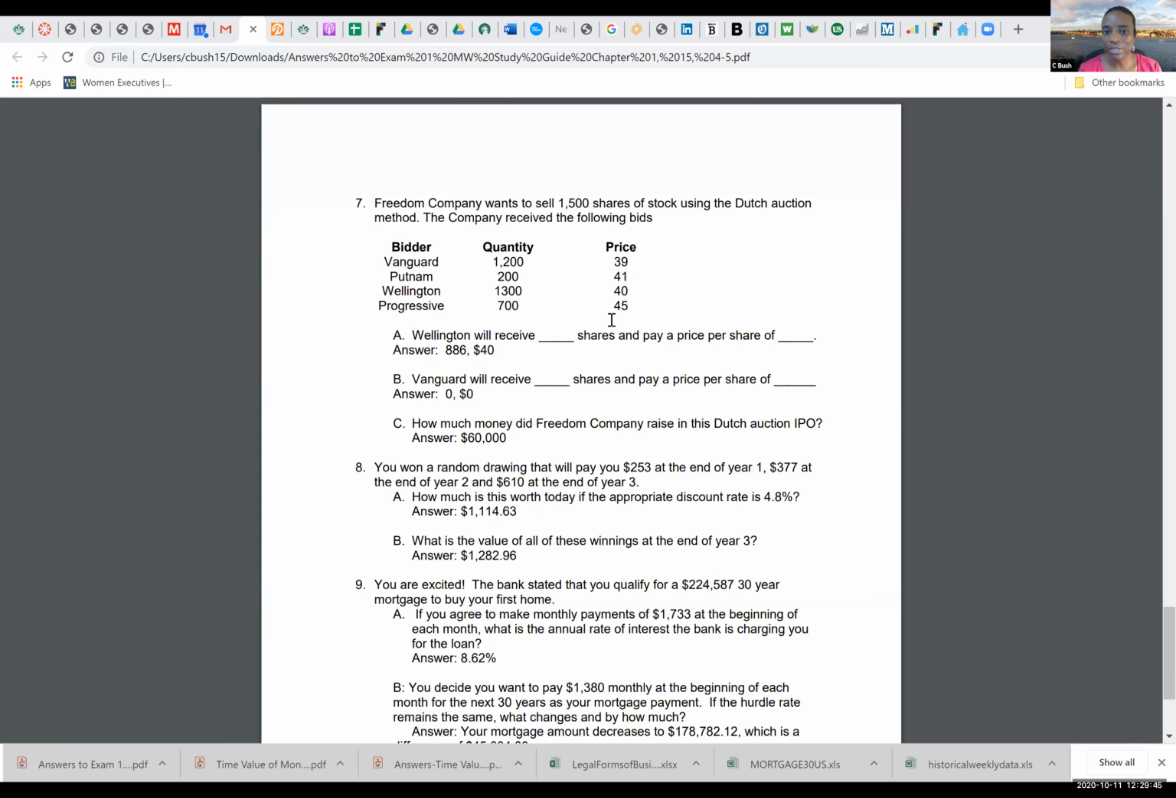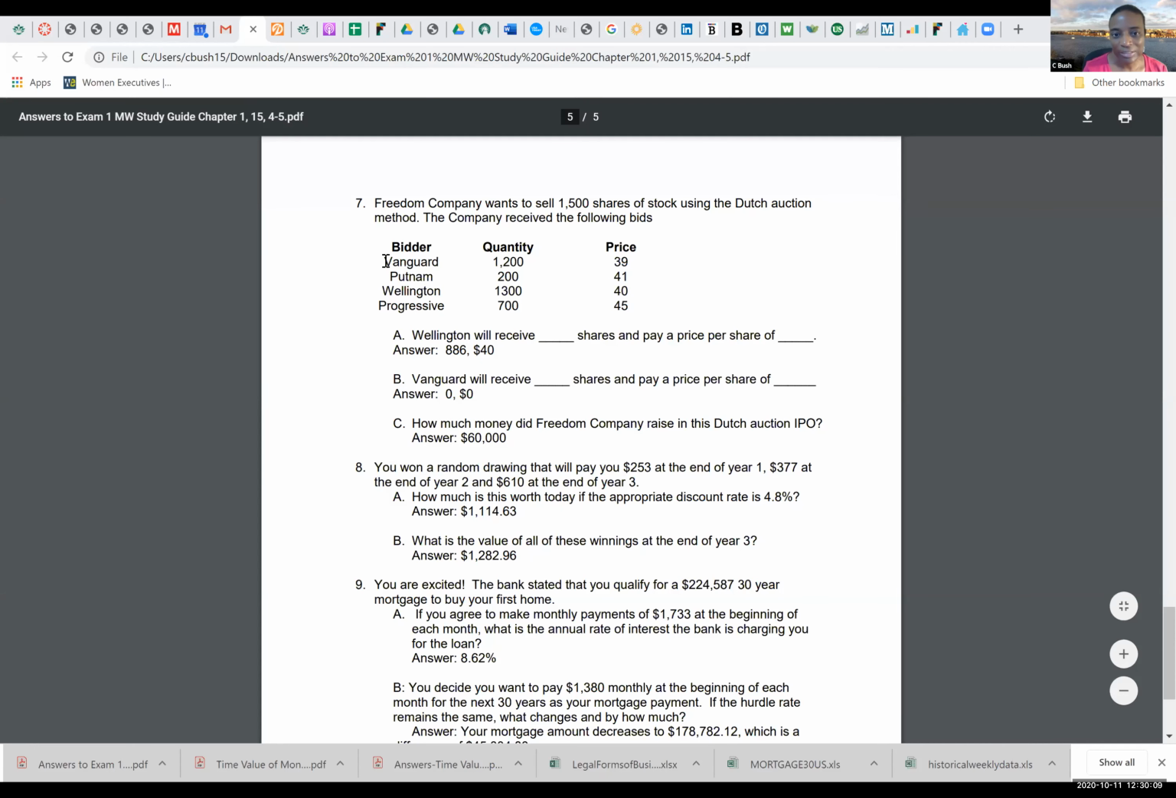So then they have to go down to the next price. The next highest price is $41 a share by Putnam. And Putnam says, I'm willing to buy 200 shares at $41 a share. You guys see that? So if I add the shares that Putnam is willing to buy, plus the shares that Progressive is willing to buy, it's still not enough.